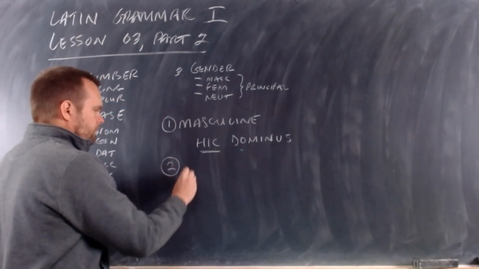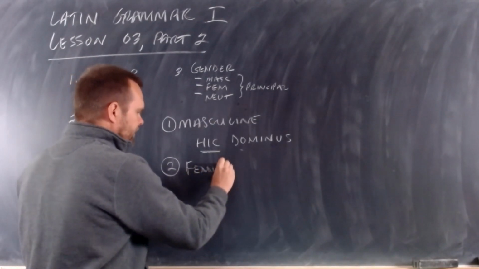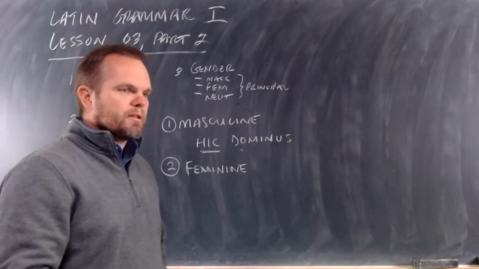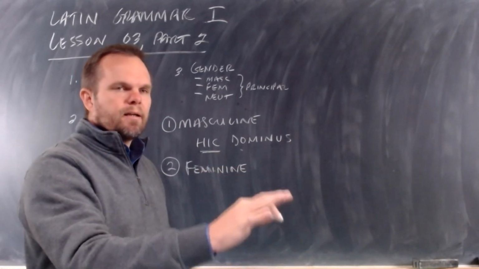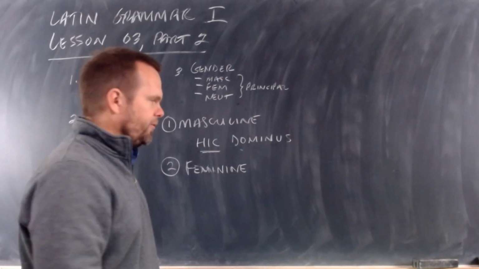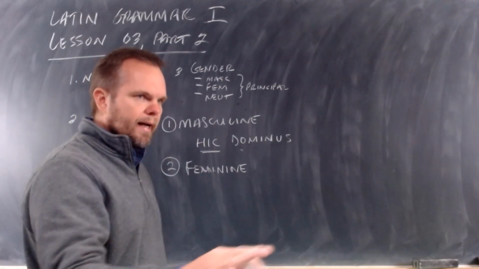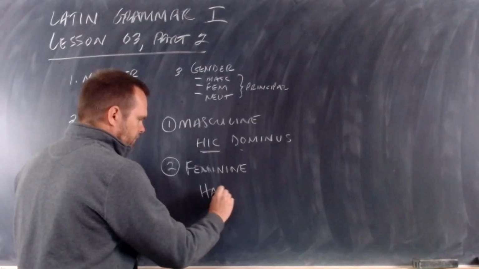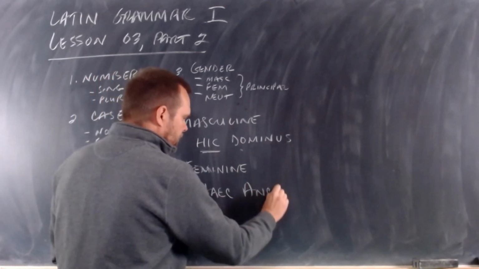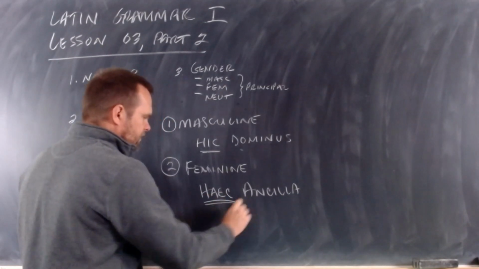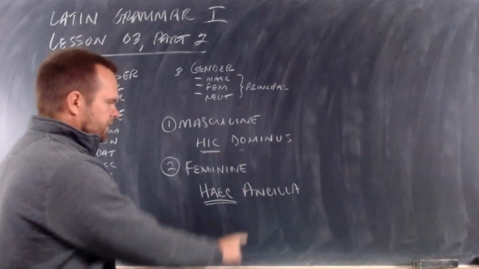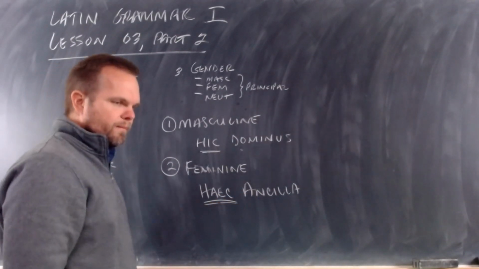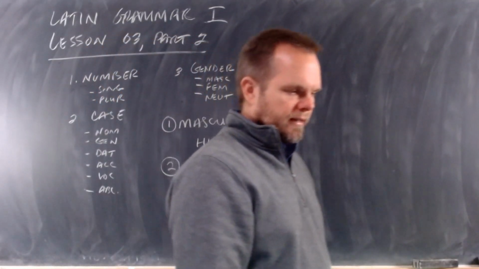Second, the second principal gender is the feminine. How do we know that a noun, a pronoun, or participle is feminine? Because the Romans set the pronoun haec before it. And I'm using classical pronunciation, haec, because it's easier to spell classical pronunciation. Haec ancilla. We see this pronoun haec, which is feminine, set before this noun, and that tells us that the Romans believed ancilla, in classical Latin, was feminine.